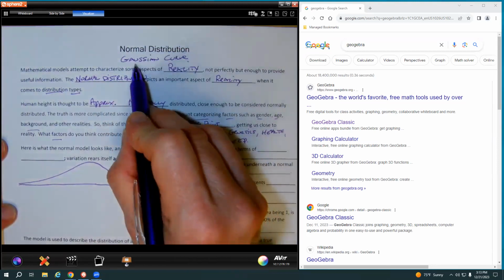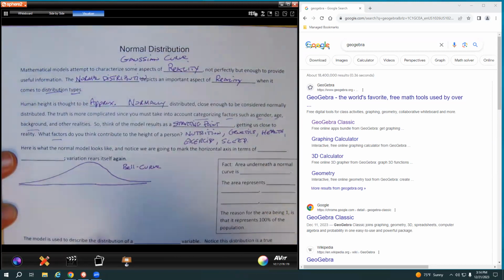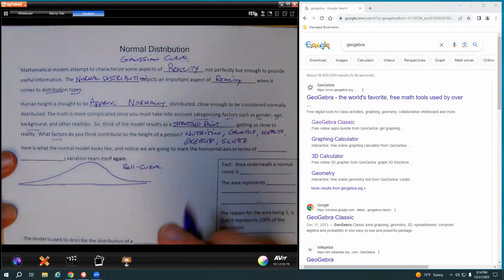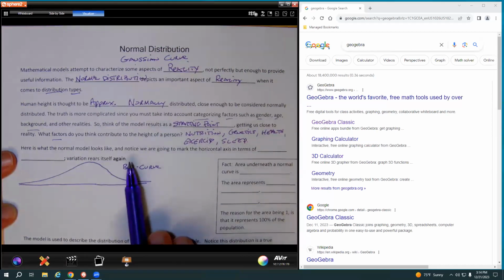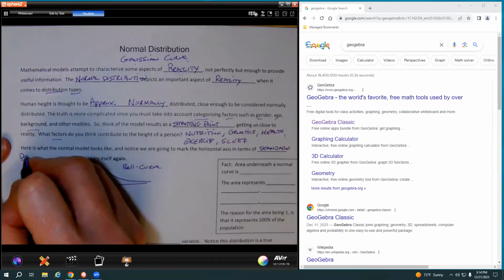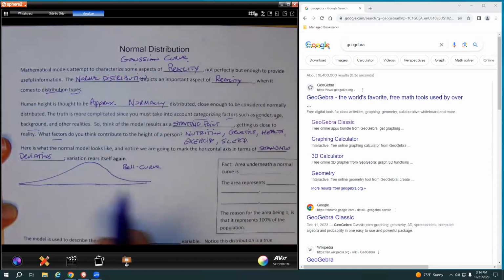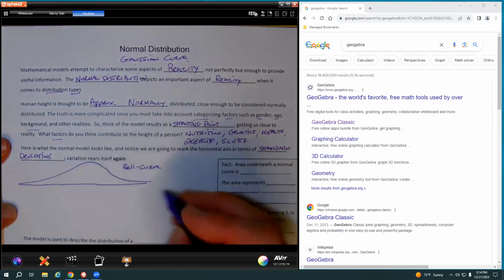As a matter of fact, if you own one of these more fancy cameras, I think it's for light distribution, you'll see a Gaussian curve all of a sudden. Not that I know exactly, but it has to do with the amount of light, but I have no idea beyond that. All right, and notice we're going to mark the horizontal axis in terms of standard deviations.